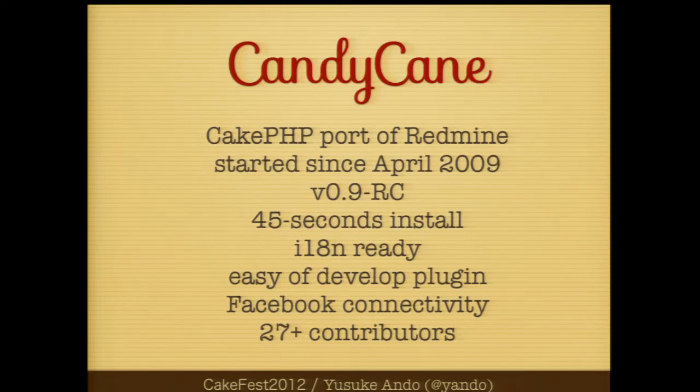The current latest version is 0.9, which means before 0.9 there was the 0.8 series. 0.8 stays on Cake 1.2, and 0.9 means it's using Cake 2 now. It has an installer and internationalization, and also a plugin system. This is the strongest point of CandyCane, I think. And now I have about 30 contributors for this project.